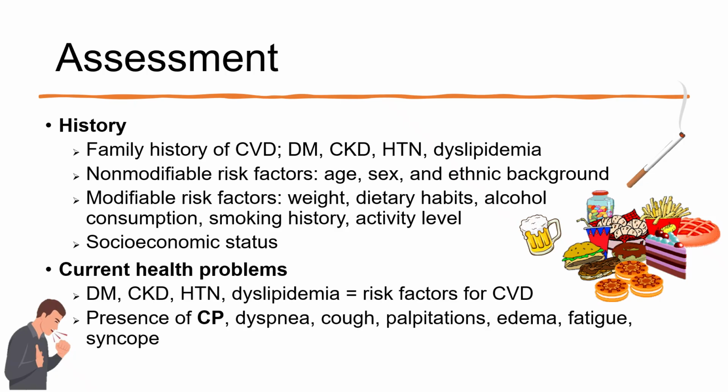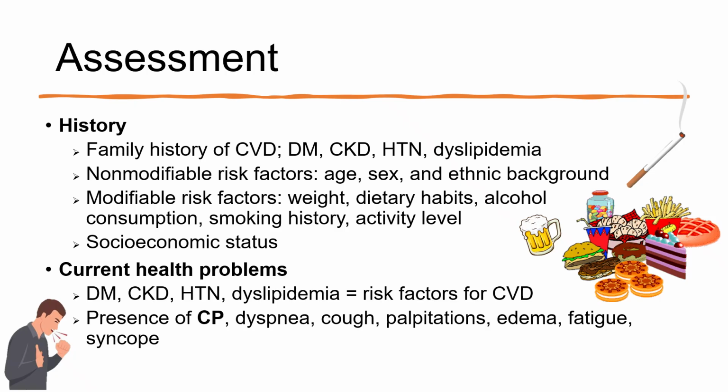We really want to focus on those modifiable risk factors. So if they're overweight, do they have a poor diet? Do they drink a lot of alcohol? Do they have a history of smoking? How active are they? And their socioeconomic status. So we also want to ask about current problems. What's happening right now? So are they diabetic? Do they have kidney issues? Do they have hypertension? Do they have cholesterol issues? These are all risk factors for cardiovascular disease.